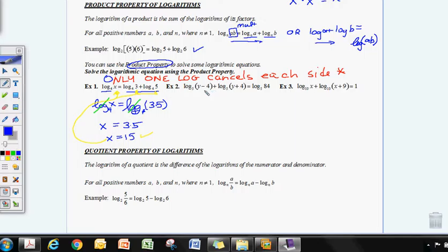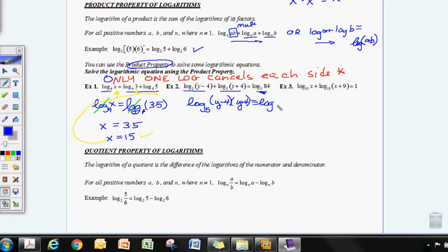This one has log base 5 plus log base 5 equals log base 5. The right side's ready to go. It only has one log. So on the left side, I have log base 5, and my y minus 4 is going to be times my y plus 4. And that is called condensing logs.